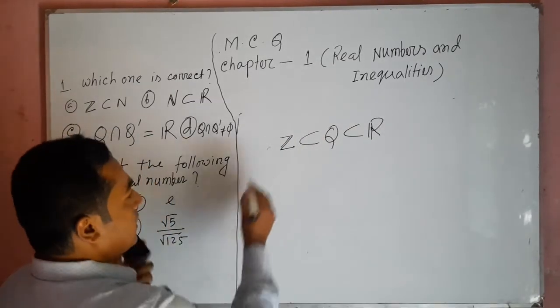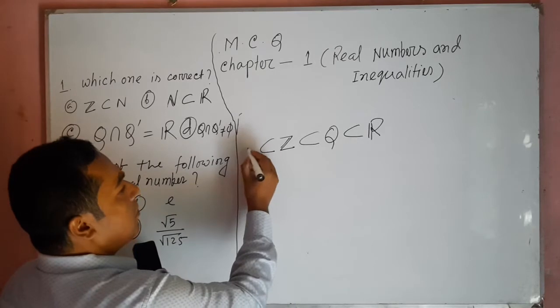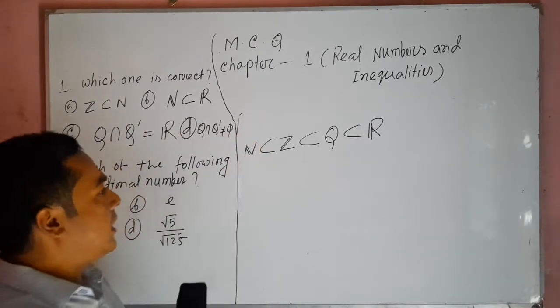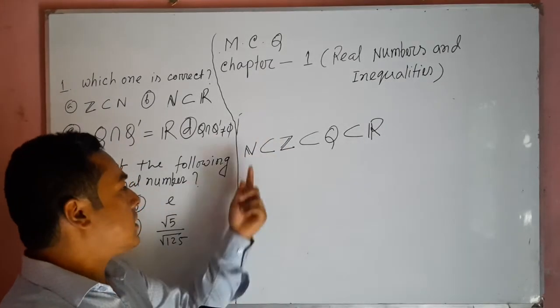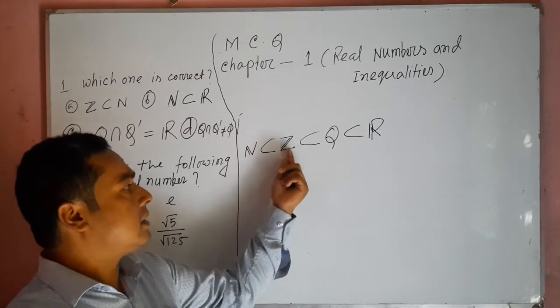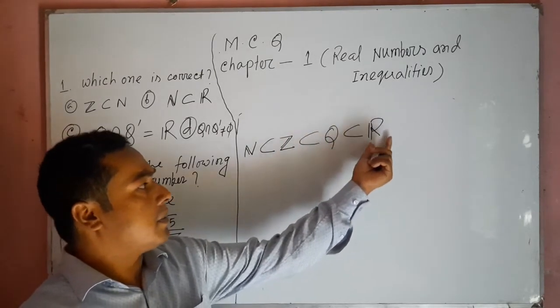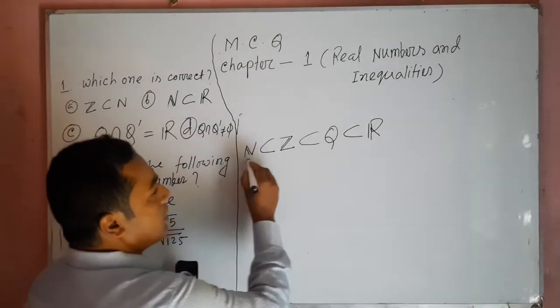And another option is the set of natural numbers. Okay, natural numbers are a subset of Z. Z is a subset of rational numbers, and rational numbers are a subset of real numbers. This is the relation. It is important for MCQ.